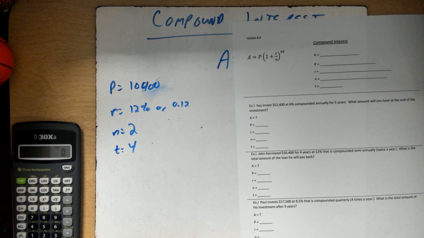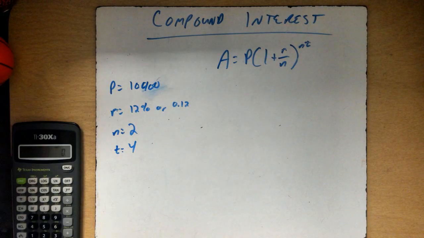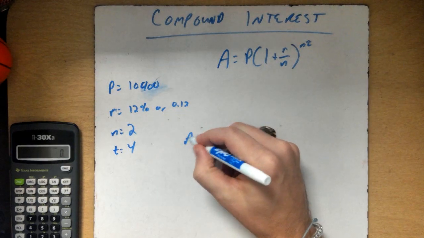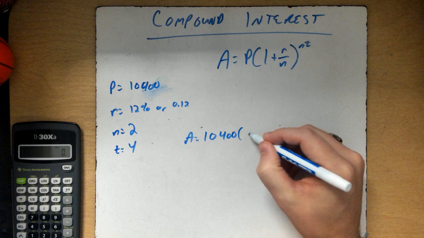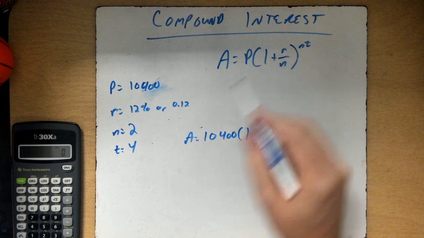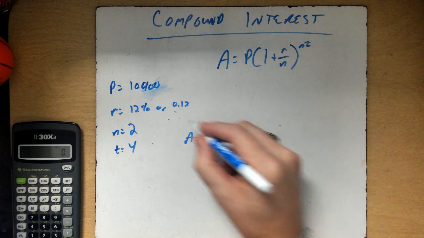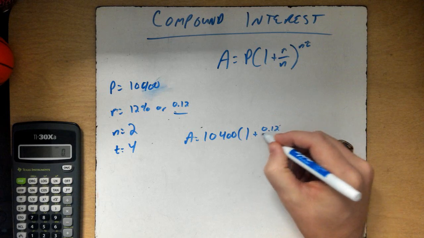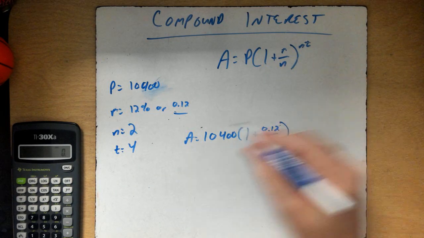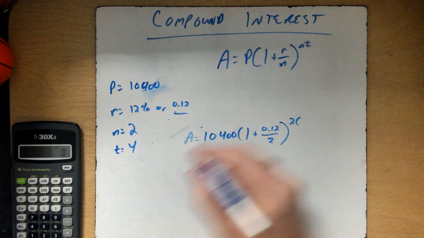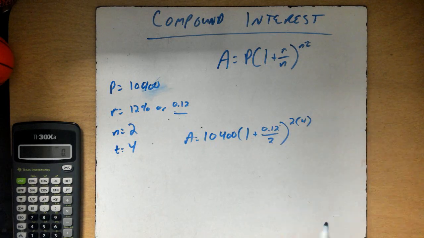All right. So now we're going to go ahead, plug it into our formula. We have A equals 10,400 times 1 plus our R. We're going to use decimal point, remember, 0.12 over our N, which is 2. And then out here our N, 2 times T, which is 4.